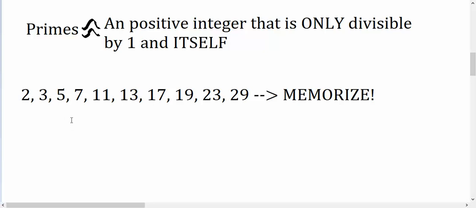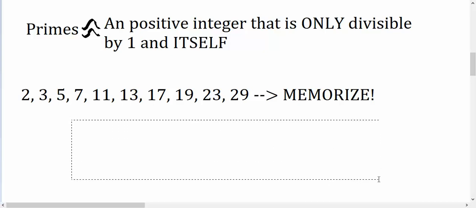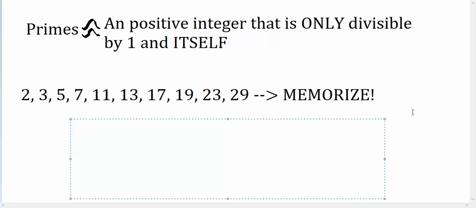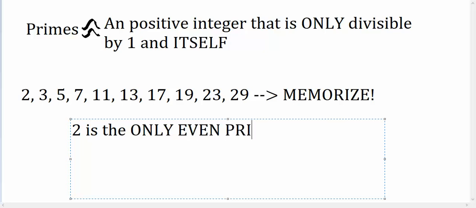Okay, a couple important notes about primes that you'll notice from this list. Let me just minimize this a little bit. Okay, so 2 is the only even prime. Okay, that's the only even prime. All primes that are greater than 2 are odd.